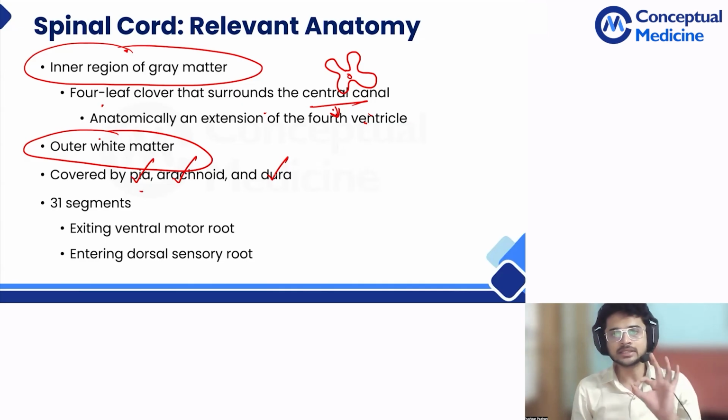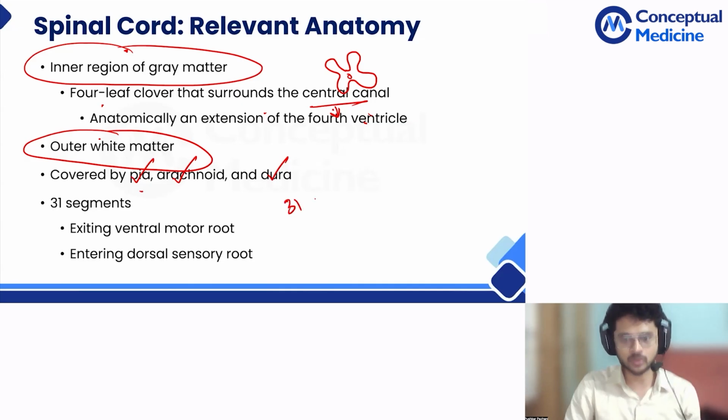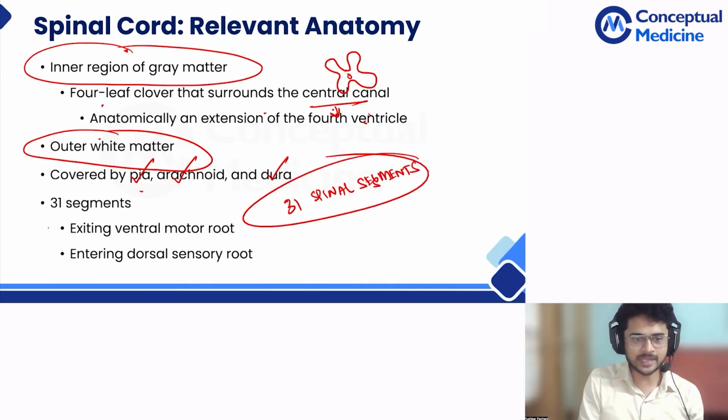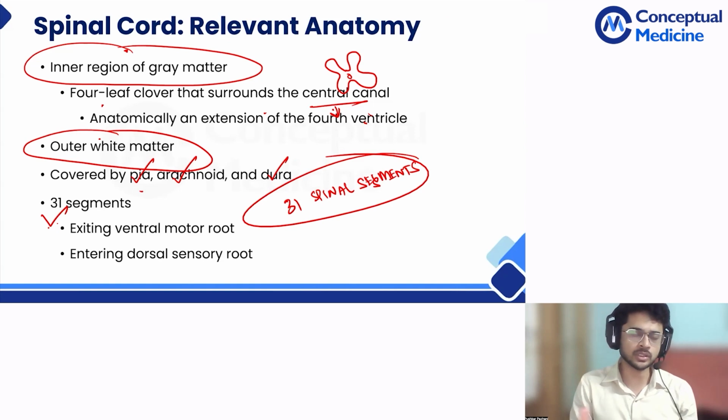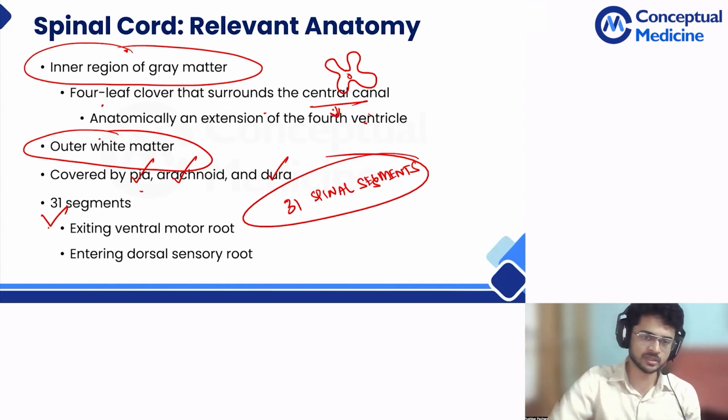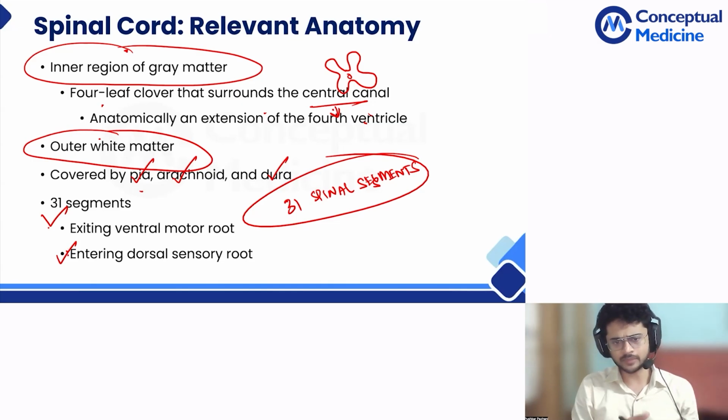And there are totally 31 spinal segments. And each spinal segment has an exiting ventral motor root that gives motor information to the muscles, and an entering dorsal root that relays sensory information from the areas of innervation. So anteriorly it's a motor function, dorsally it is a sensory function.